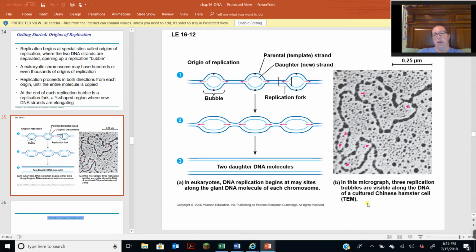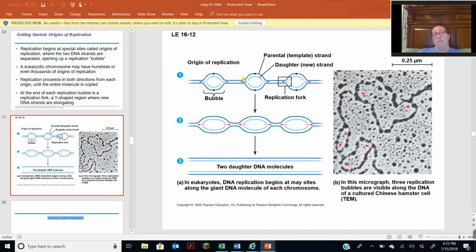No matter what kind of DNA it is, this is what it looks like. You get this origin of replication, and you have a bubble, and it proceeds in both directions. And why would it proceed in both directions? Because you have 5' and 3' on one side, and you have 5' and 3' on the other.